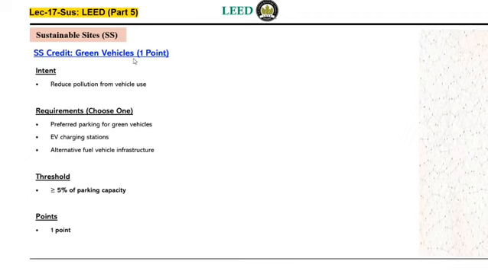Then we have Green Vehicles, which has 1 point. The intention is to reduce pollution from vehicle use. For requirements, we have to choose one: either preferred parking for green vehicles, or EV charging stations and alternative fuel vehicle infrastructure. The threshold is greater than or equal to 5% of parking capacity, and the point is 1.